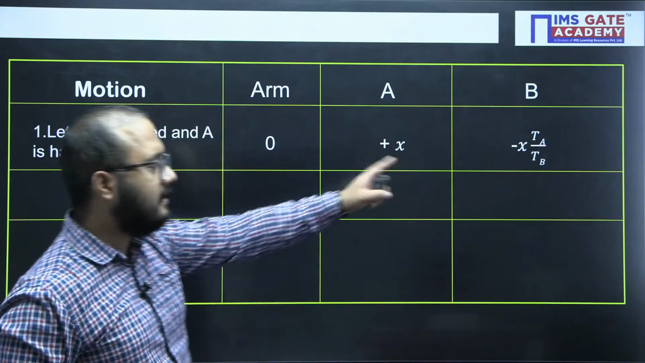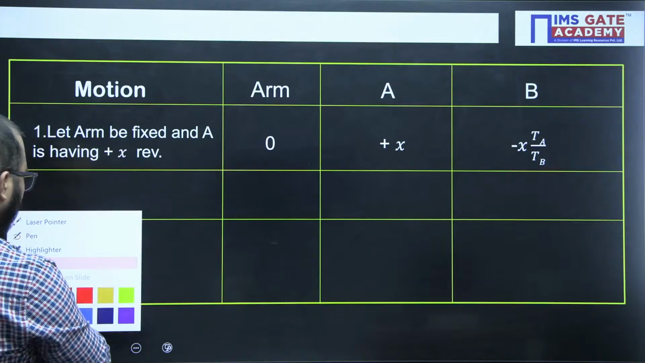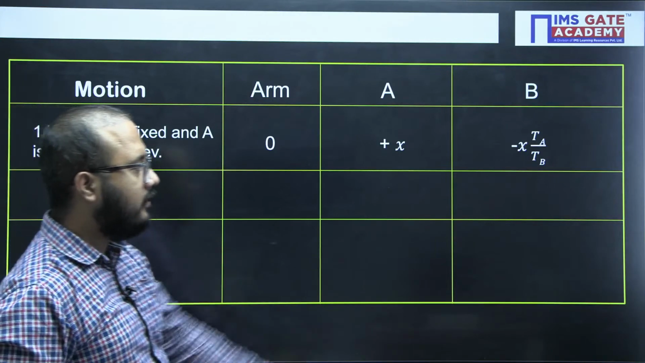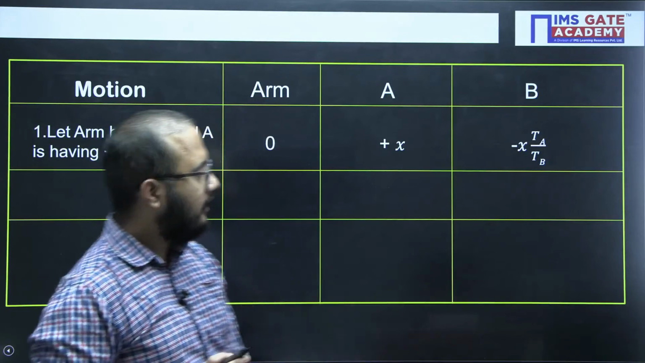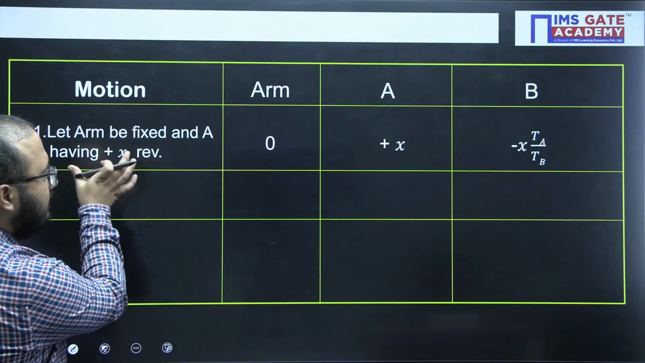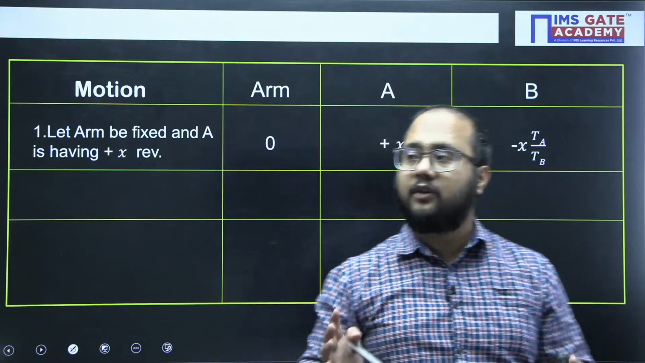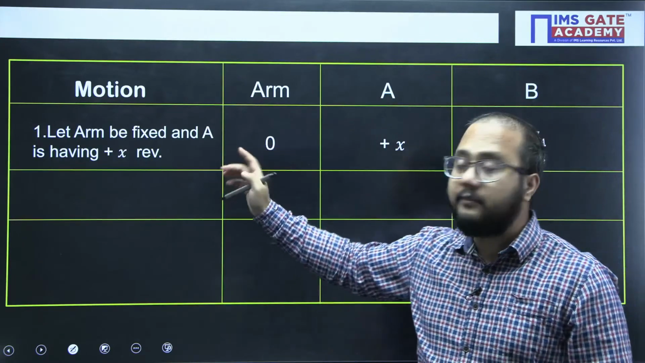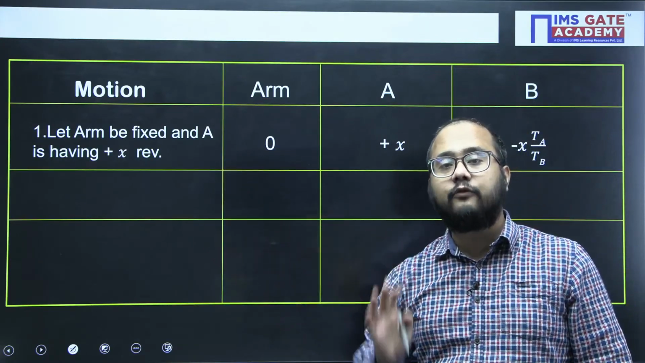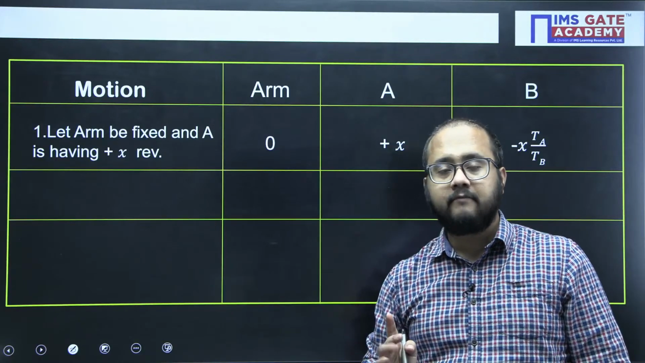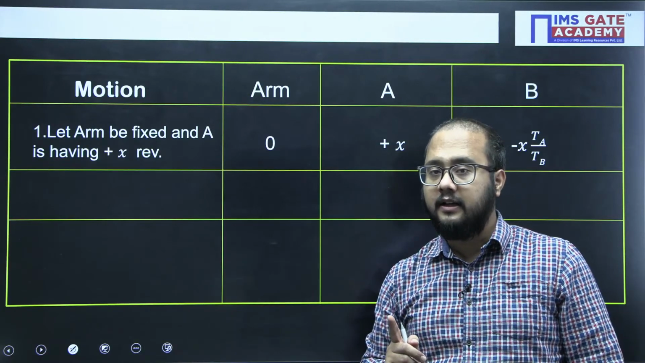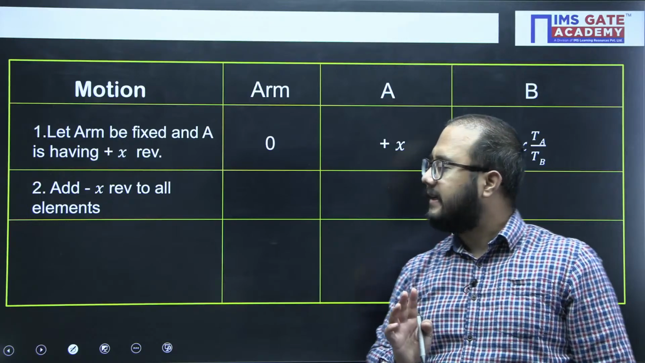Got it? So minus x TA by TB from the velocity ratio relation, we got the answer. Fine. So based on the first step in the table, the very first step that we are going to take here is the arm is fixed and the speed of rotation of gear is plus x. Right? That is step number 1. Now second step, please see.